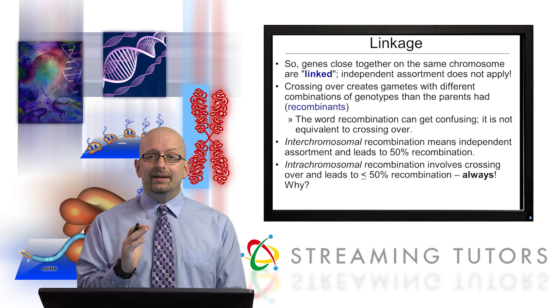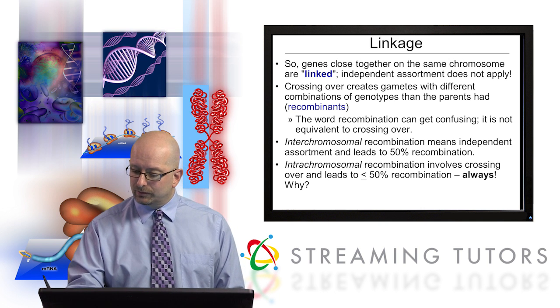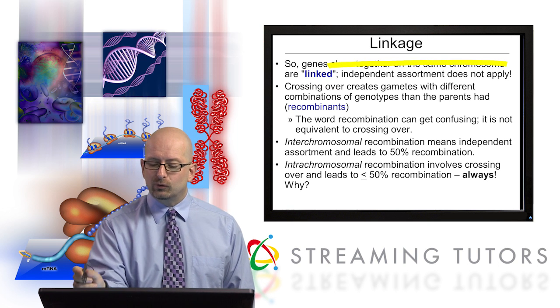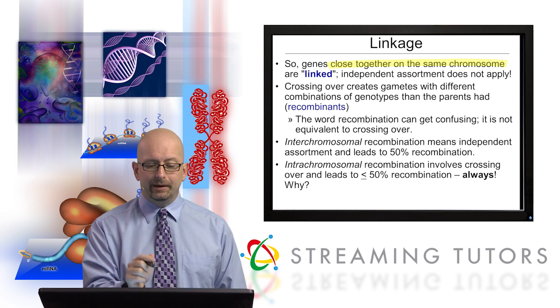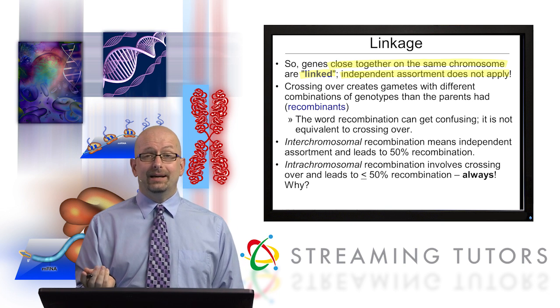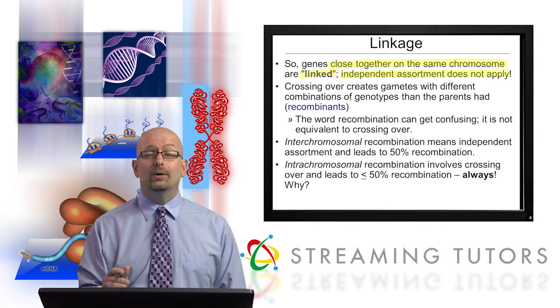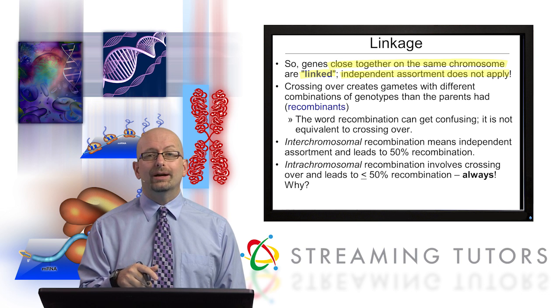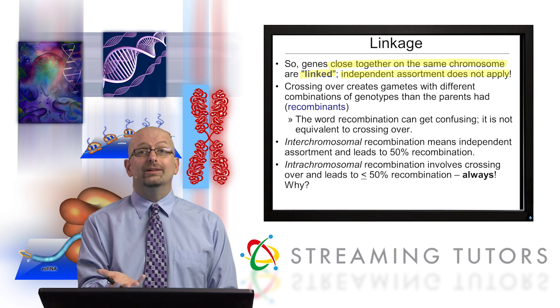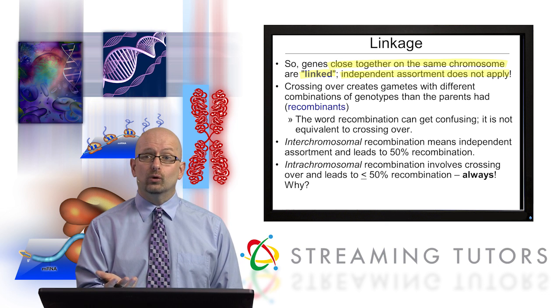So I think you get the idea of linkage here, but let's summarize. Genes that are close together on the same chromosome, more about that in a minute, are linked. Independent assortment is not happening anymore. If Mendel had seen some of these traits, and who knows, maybe he did and just threw them away, I don't know, because it didn't go along with the idea of independent assortment.